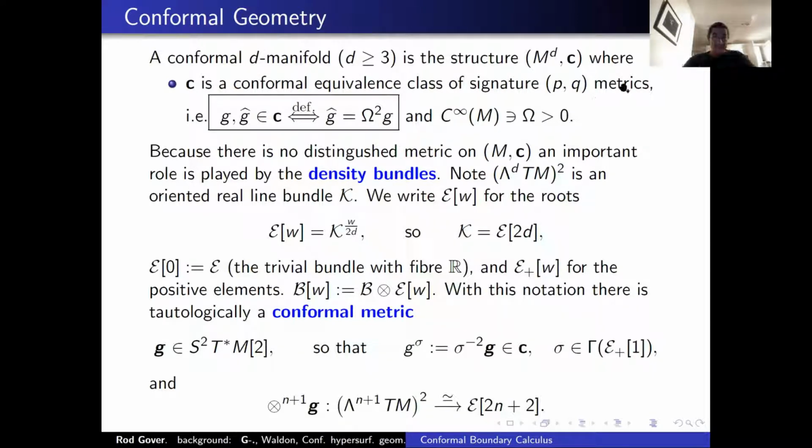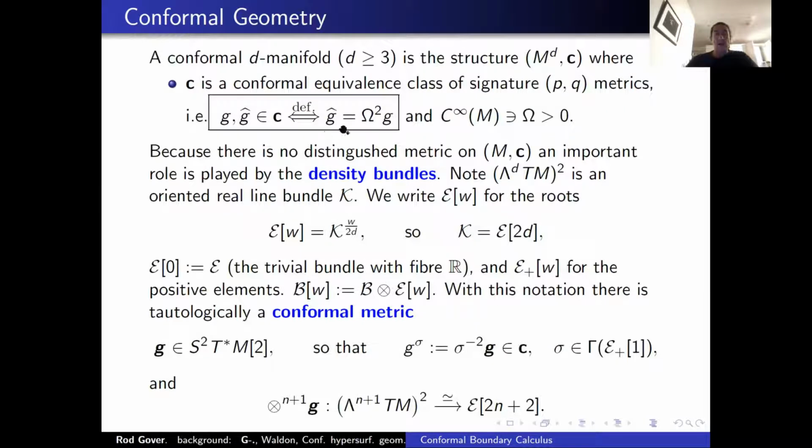which will be at least 3. It's the structure of a D-manifold equipped with an equivalence class of metrics, and I'll allow them to have signature (p,q). The equivalence class is just by multiplying by a positive function, and as usual, the convention is you take the square of a positive function. This was the notation that Mike used. I will mainly use a variant of that, which he also used. But that's the usual setting.